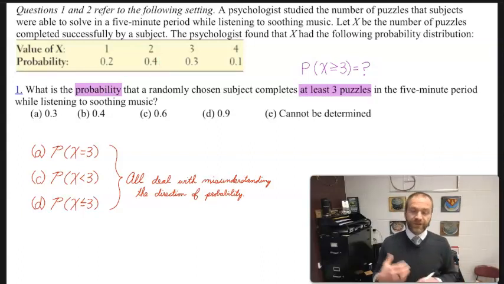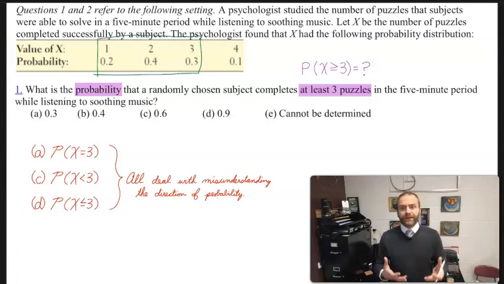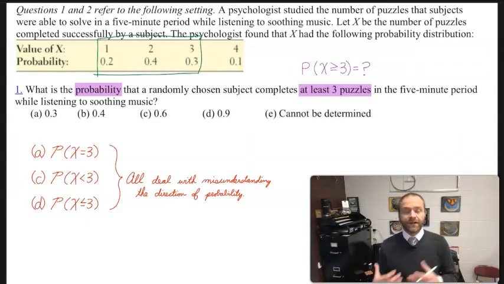And then you have choice D, which is 0.9. In that case, it is less than or equal to 3. And so you can see how they came up with 3 of those choices. It's based off of misunderstanding the direction of the probability. So I'm still going with the idea that it's 0.4.